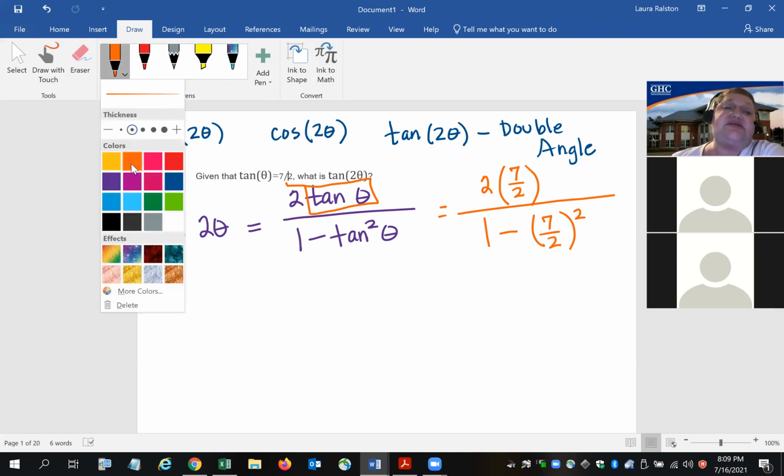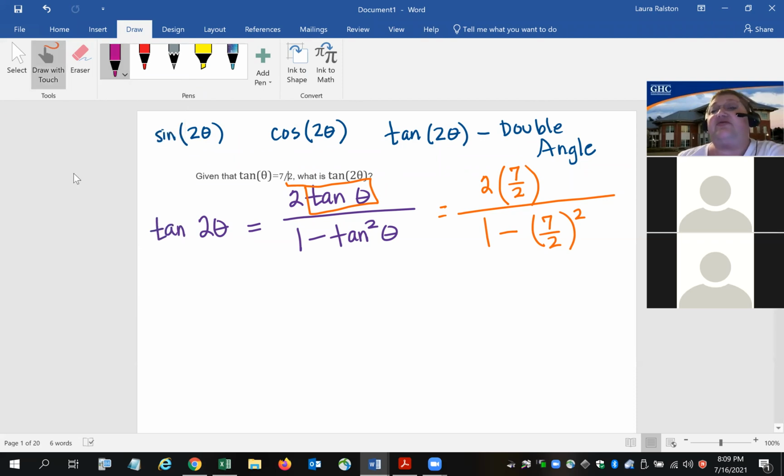And then it becomes basically performing the mathematical calculations. You got to deal with a lot of fractions, and that's troubling to some students. In the numerator, we put the 2/1. So the 2 in the numerator and the 2 in the denominator divide out. So I have 7 in the numerator. In the denominator, I have 1 minus. I need to square 7/2. 7 times 7 is 49. 2 times 2 is 4.